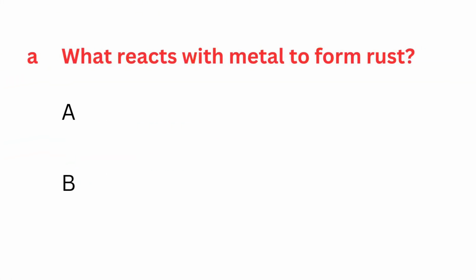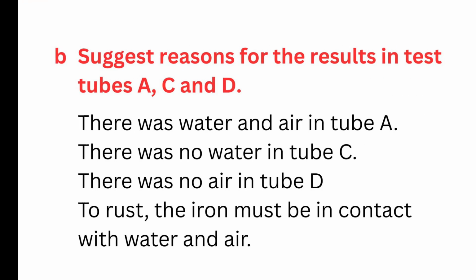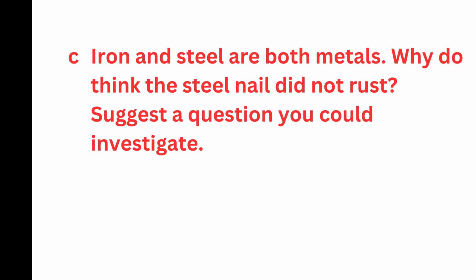Question A. What reacts with metal to form rust? Water and air. Question B. Suggest reasons for the results in test tubes A, C, and D. There was water and air in tube A. There was no water in tube C. There was no air in tube D. To rust, the iron must be in contact with water and air.